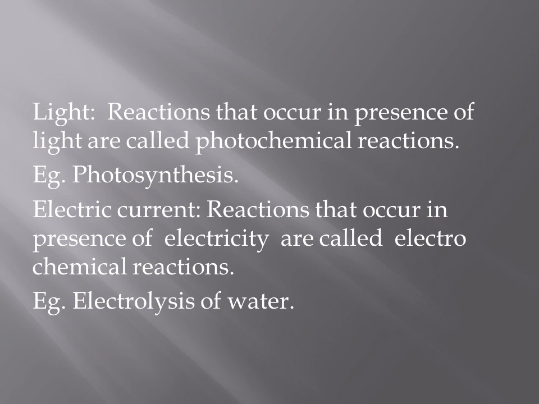Water is made up of hydrogen and oxygen. So water can be broken into its constituent elements hydrogen and oxygen by passing electric current through acidified water. That process is known as electrolysis. Electro means electric current, lysis means breaking. So we are breaking a compound with the help of electricity. That is called electrolysis. So electrolysis is an example of electrochemical reaction, which takes place only in presence of electric current.